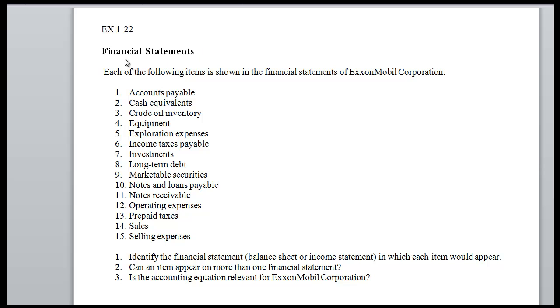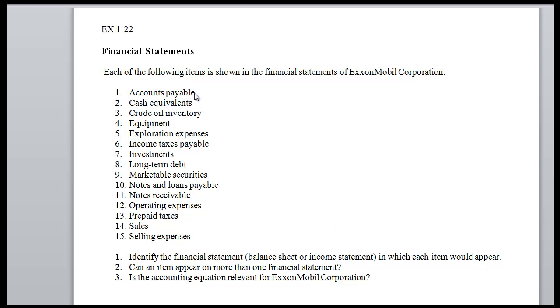Okay, so it says financial statements. Each of the following items is shown in the financial statements of ExxonMobil Corporation. First thing it wants us to do is to identify the financial statement, balance sheet, or income statement in which each item would appear. So in here, out of this list of 15, everything is going to either go to the balance sheet or the income statement.